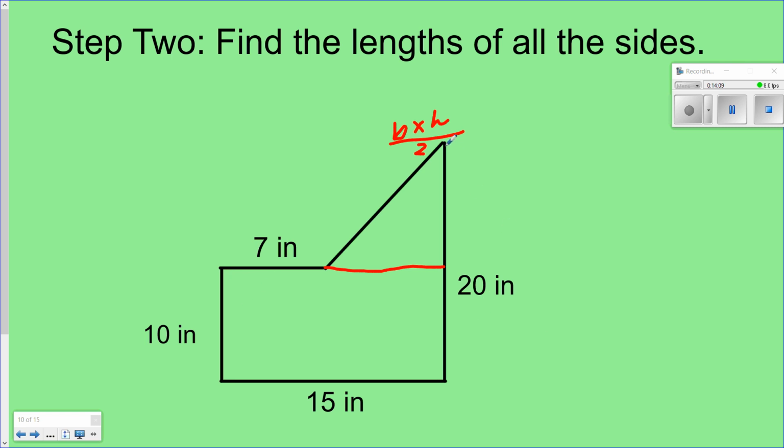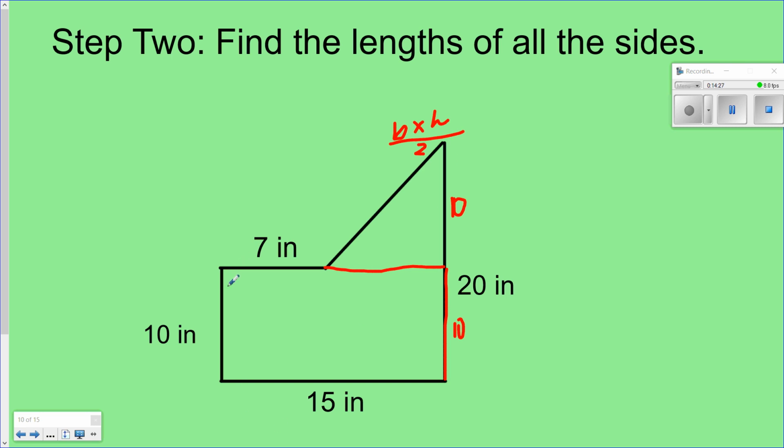So I know this whole thing is 20. I know this whole thing is 10 on this side. So if this is 10, then this has to be 10. Then what do I have left here? If this whole thing is 20, this also has to be 10. Okay. And then I have my height. Now what about my base?